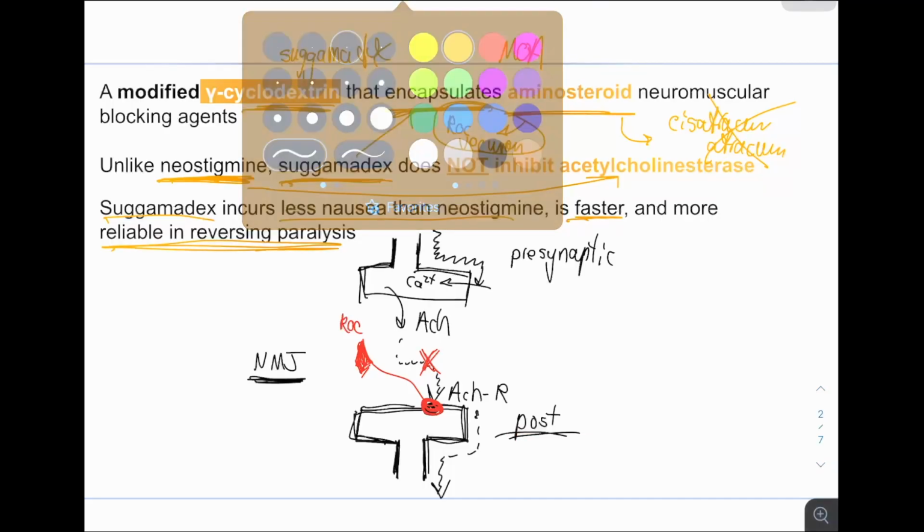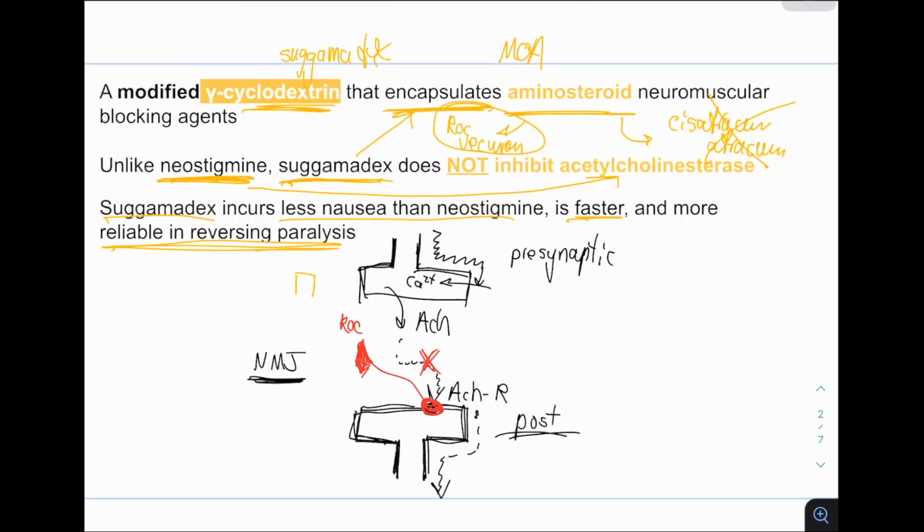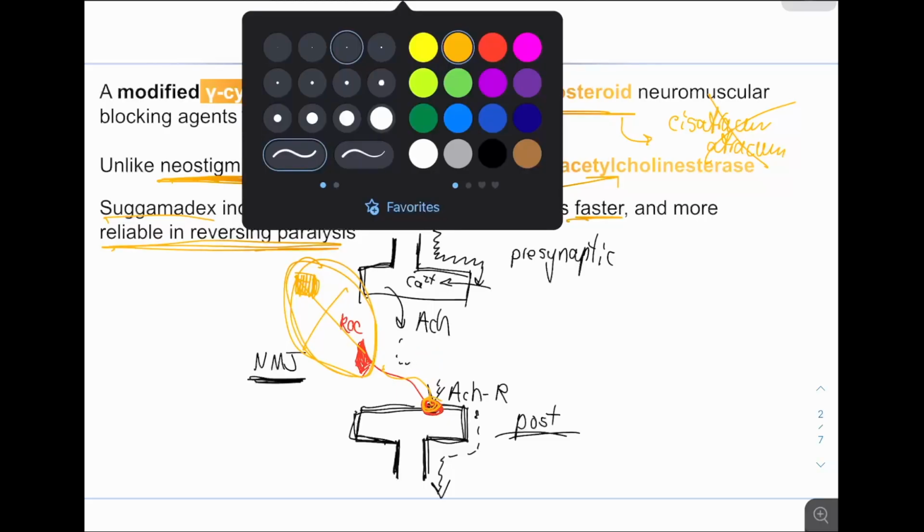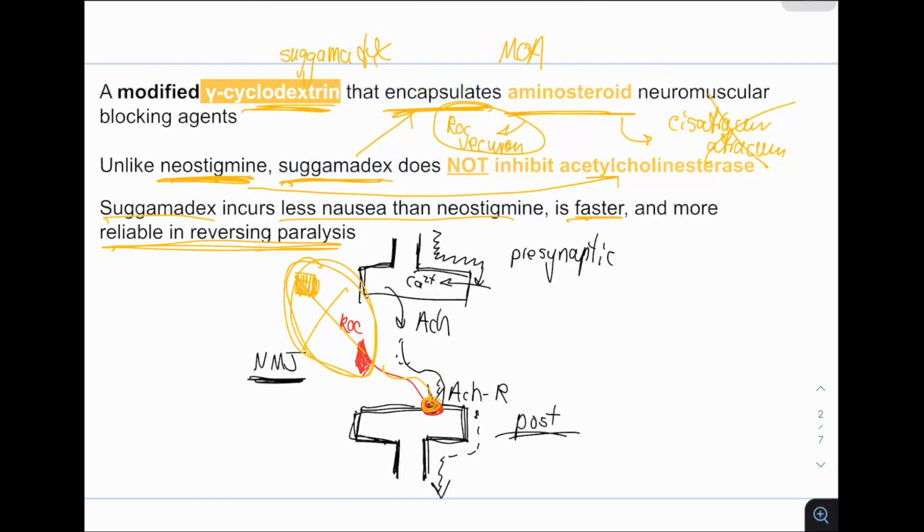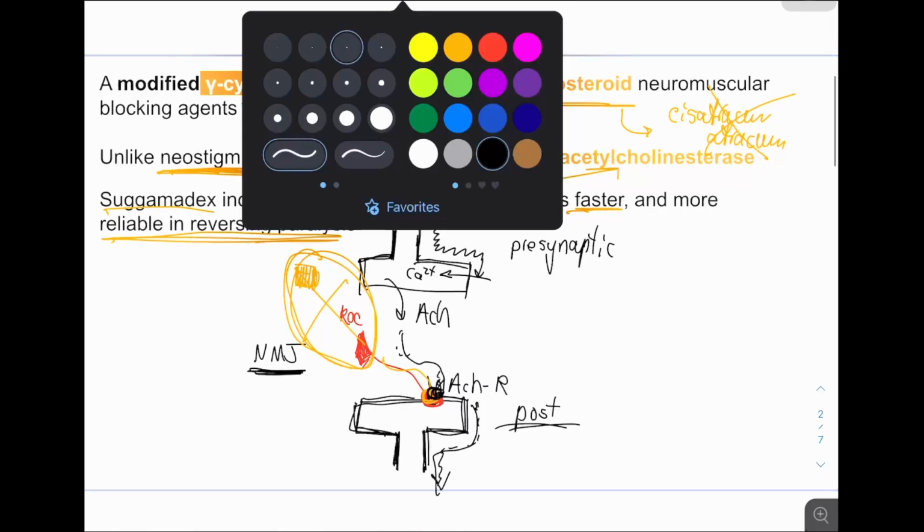Now, let's take it a little bit further. The way that Sugammadex then works is that Sugammadex will see this rocuronium complex and will actually bind it up. It will bind up the rocuronium, preventing it from binding onto the acetylcholine receptor, thereby allowing acetylcholine to bind to that receptor and allow for nerve propagation to occur. So that's how Sugammadex works.